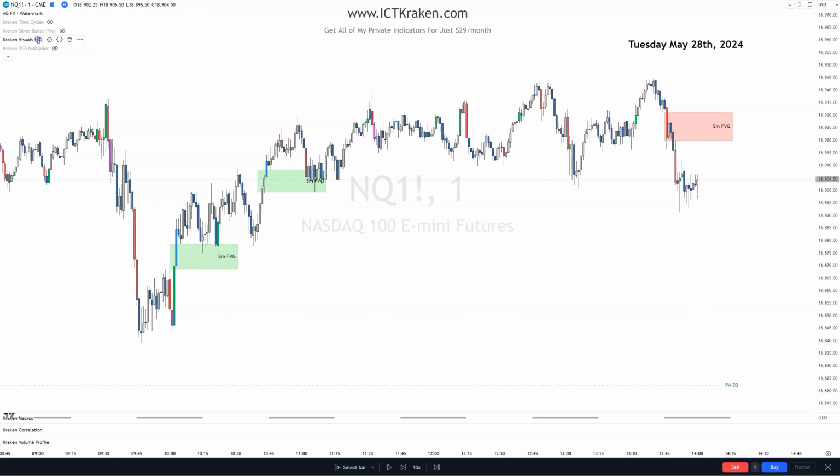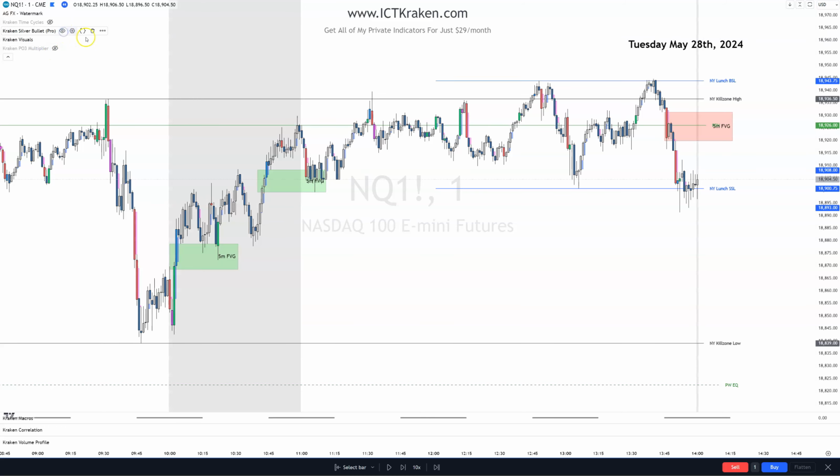Let's turn on Kraken Visuals. Let's see, there's a 5-minute fair value gap there. Let's turn on Kraken Silver Bullet Pro. I know New York lunch just got taken, and we just took out New York lunch sell side. So what are we looking for here? Well, I still want to see this go down here.